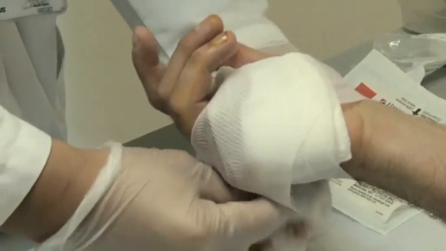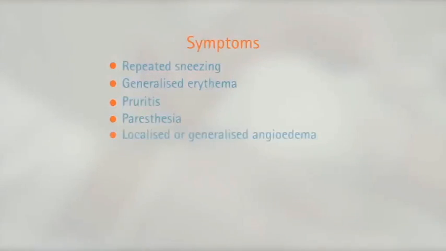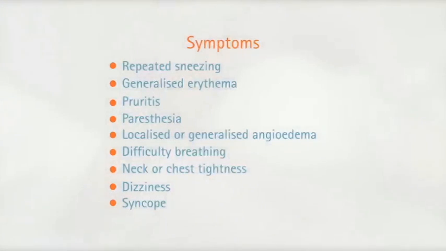After injection, the patient should be observed for potential adverse reactions, including anaphylaxis or systemic hypersensitivity. Symptoms may include repeated sneezing, generalized erythema, pruritus or paresthesia, localized or generalized angioedema, difficulty breathing, neck or chest tightness, dizziness and syncope. After the observation period, 30 minutes, the patient may leave the clinic, providing he or she is stable and has exhibited no sign of systemic hypersensitivity or other systemic adverse reactions.